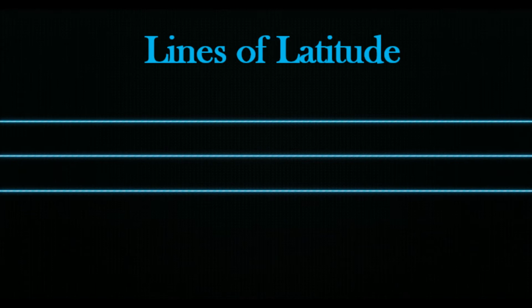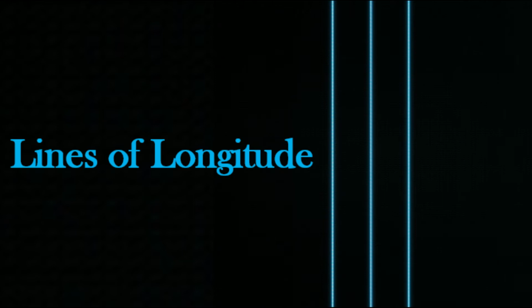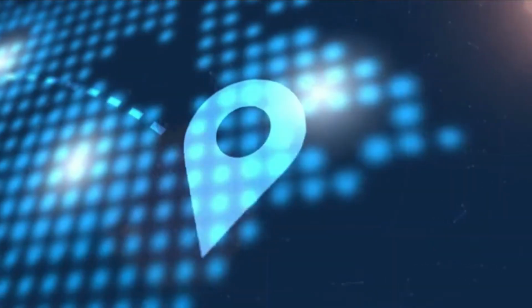Together, the lines of latitude and longitude can describe the location of any place on the Earth. The network formed by the intersecting lines of latitude and longitude is called the global grid. The global grid is used to give the exact location of a place.